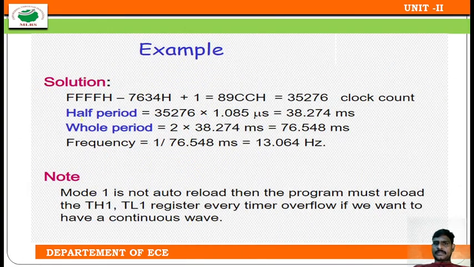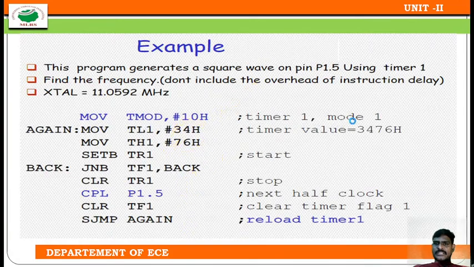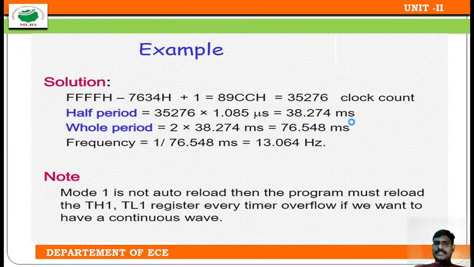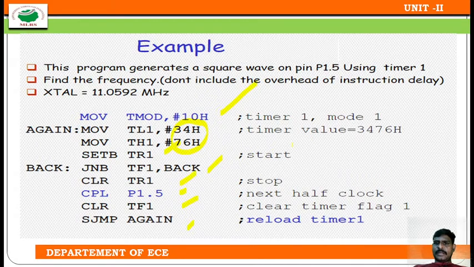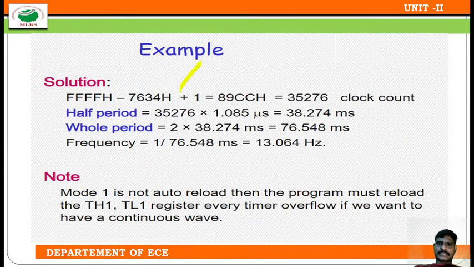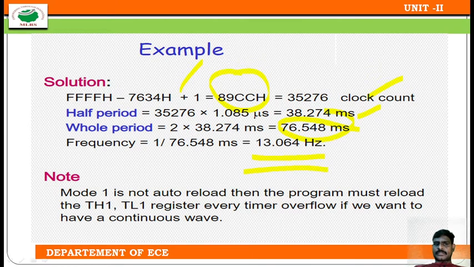So how do we get that? How much time delay is generated? What is the initial value? I am taking the timer value 7634, so 7634 plus 1. This is a hexadecimal value, so these many counts it is going to count. If I take half of the time, 38.2 milliseconds on and 38.27 milliseconds off, the total time period is 76 milliseconds, so that it is generating 13 hertz of clock frequency.